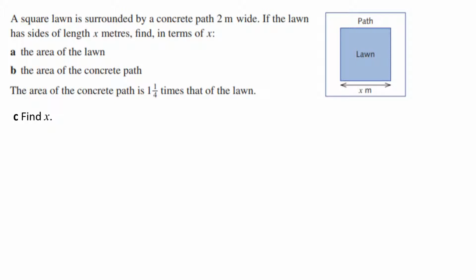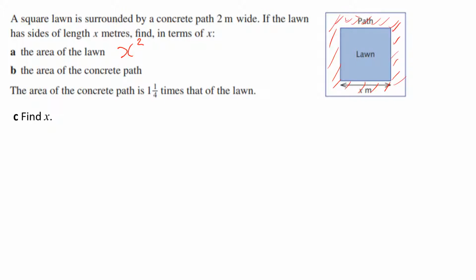So a square lawn is surrounded by a concrete path 2 meters wide. If the lawn has side length of x meters, find in terms of x the area of the lawn. Well, that's a bit of a no-brainer. X times x is equal to x squared. Now the area of the concrete path, of course, that's this area over here. This is what I need to describe in terms of x. Okay, and that's not such a no-brainer.